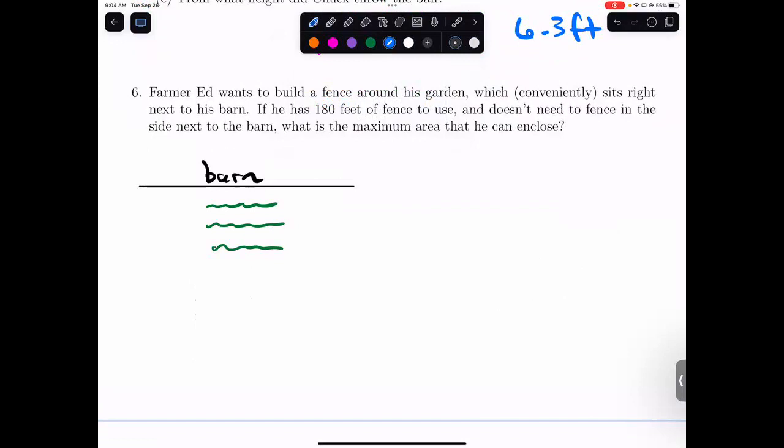He wants to fence it in. I noticed that I didn't actually say in the problem, but we're going to build a rectangular fence. All we're really equipped to handle right now is rectangles, so we're going to build a rectangular fence around the garden. The garden sits next to the barn, so he doesn't need to fence in the barn wall, right? He's going to leave that open and just put the fence coming off of it. So the part that's actually fenced is going to look like this, basically, right? A rectangle, but he only needs to build 3 sides of it because the barn wall is there. He has 180 feet of fence to use, and doesn't need to fence in the side next to the barn. What is the maximum area that can be enclosed?